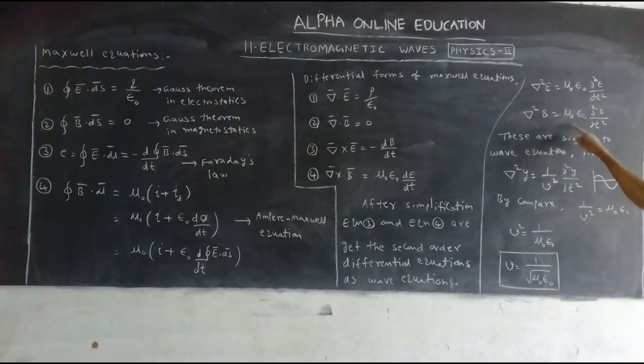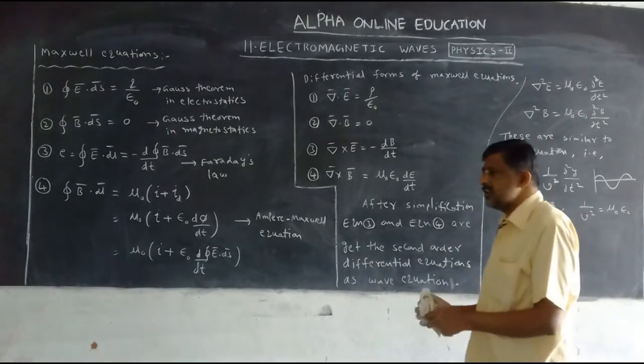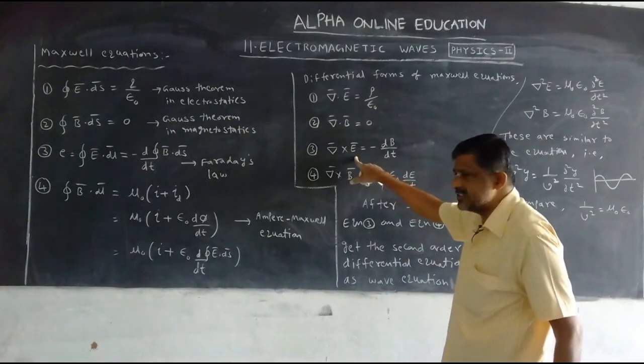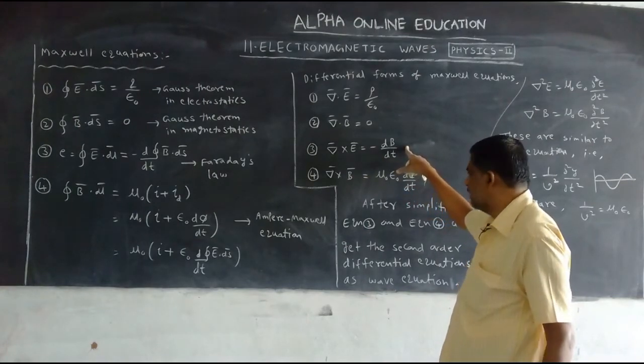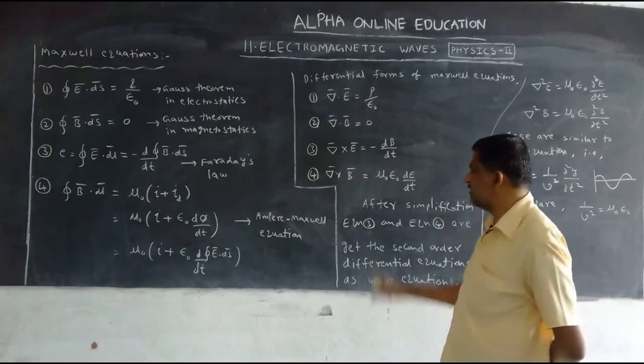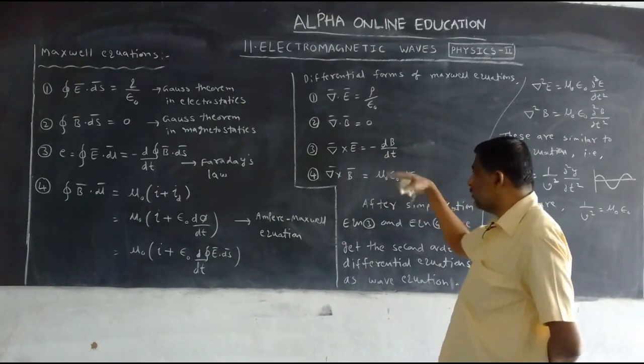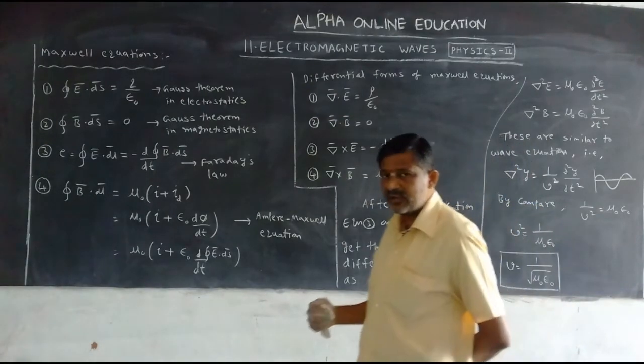Now you compare these. What can we get? 1 by v square is equal to mu naught epsilon naught. So v square is equal to 1 by mu naught epsilon naught, and v is equal to root of 1 by mu naught epsilon naught. Means after simplifying, in equation 3 the electric field is there, in equation 4 the magnetic field is there. If we simplify them, we get the wave.